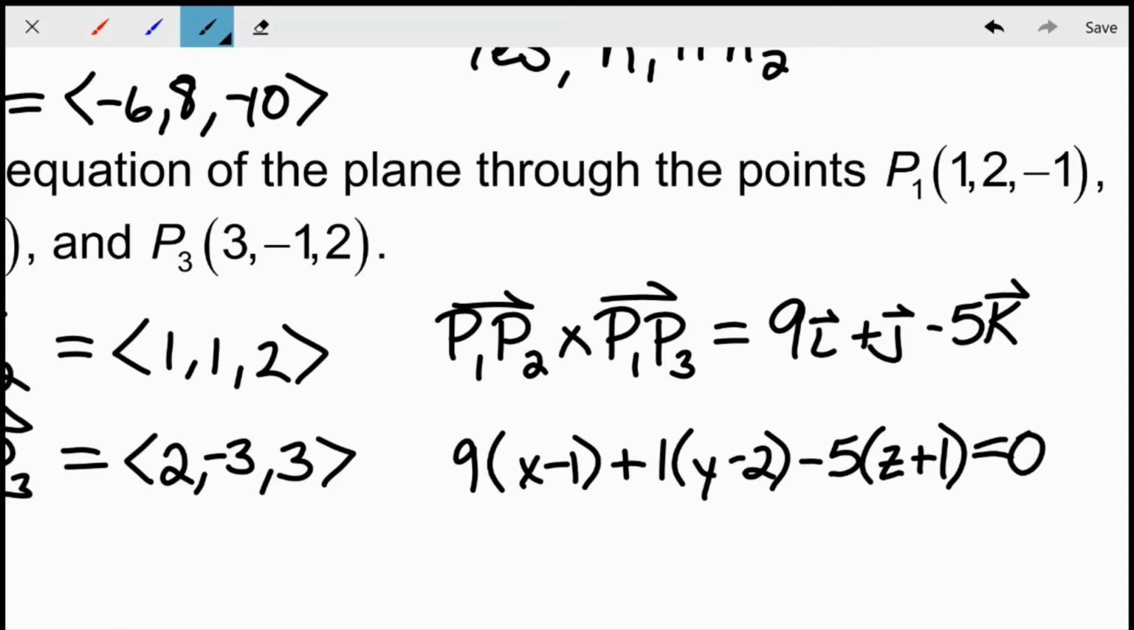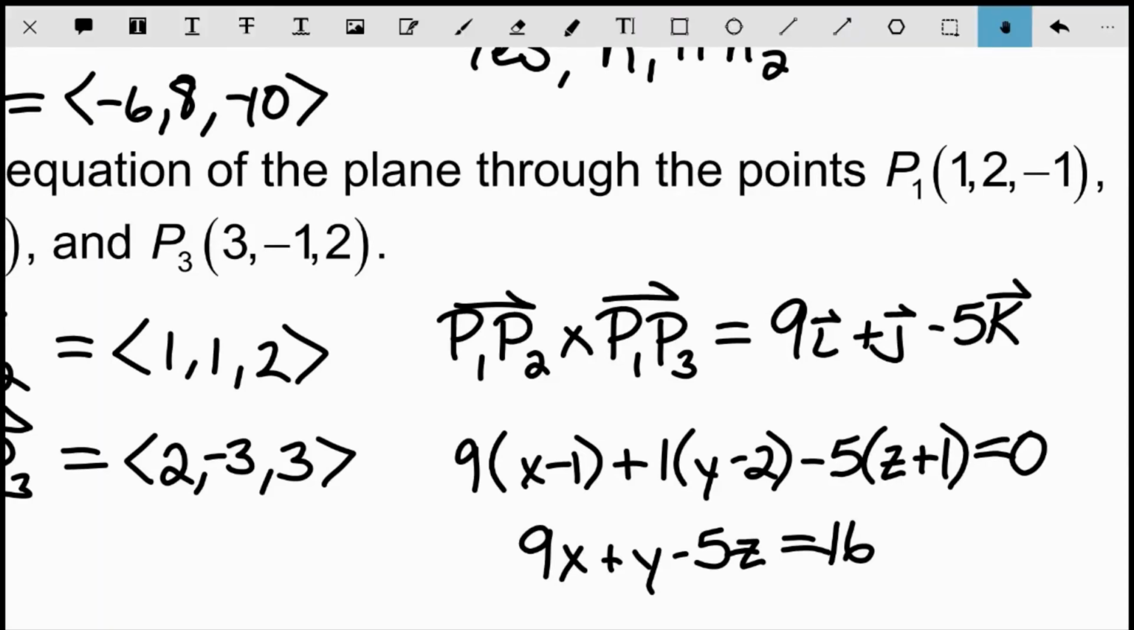So if you check an answer on this, like if this were a multiple choice question, or you work a problem in a book and you check your answer in the back, it might be written in that form. But really, since we could have used any of the 3 points, it probably, in this case, would be written in this form: 9x plus y minus 5z is equal to 16. Or I could say 9x plus y minus 5z minus 16 is equal to 0.